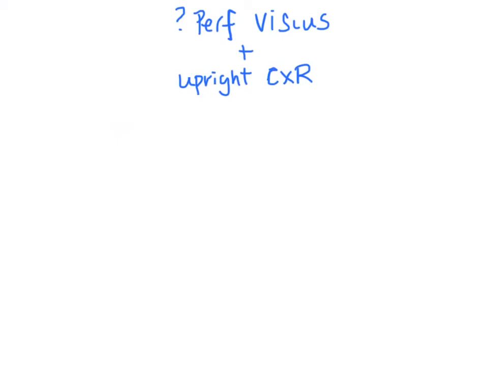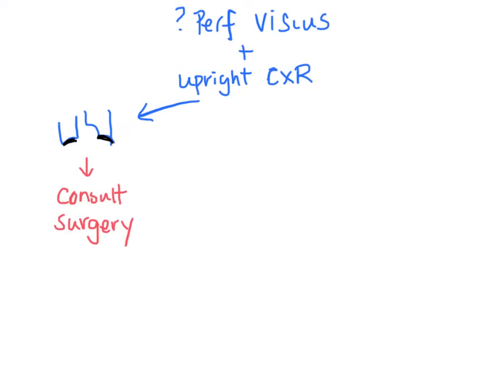How do we put this together? In a patient with a suspicion of perforated viscus, you want to start with an upright chest X-ray. If you see free air on the upright chest X-ray, your diagnosis is made. You will want to consult surgery at this point and organize a CT to find out exactly where the perforation is, if the patient is stable.